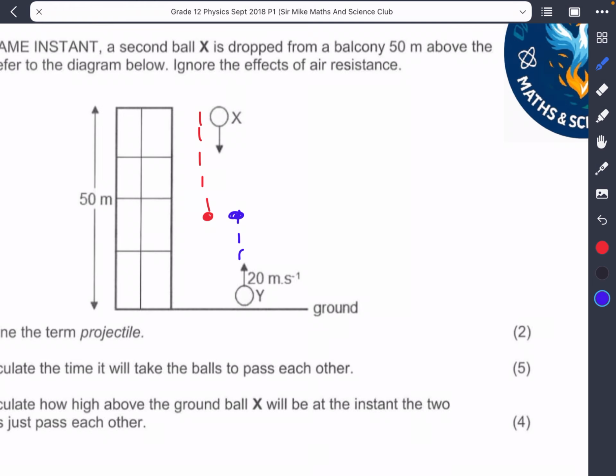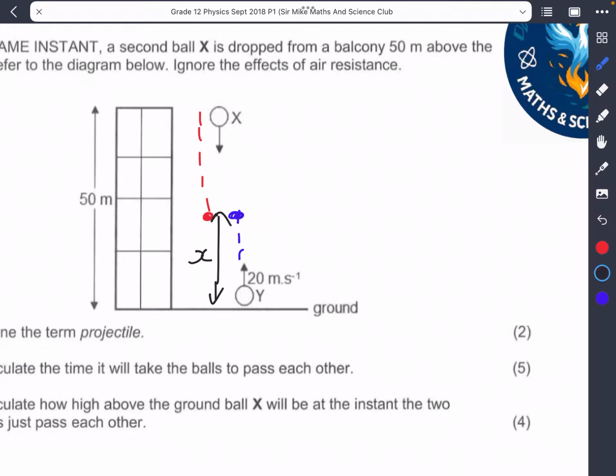So in this case, I know that of course the height, now when they pass each other above the ground, it would actually be the same, right? So in this case, what I'm gonna do, I'm just gonna call this height above the ground X. So that height above the ground would simply be X.